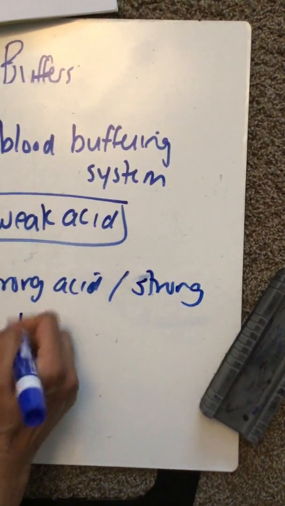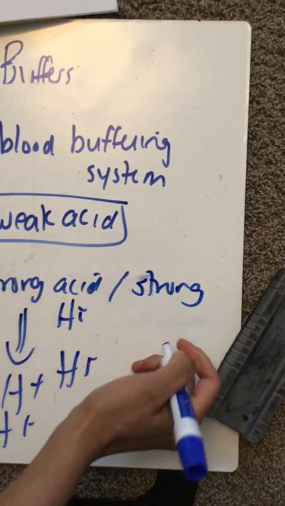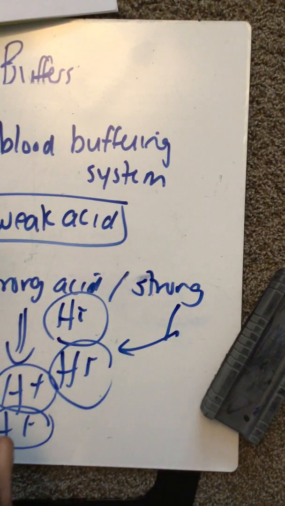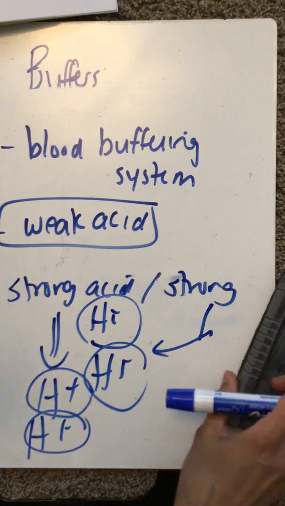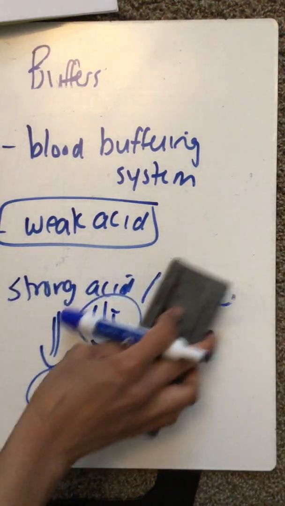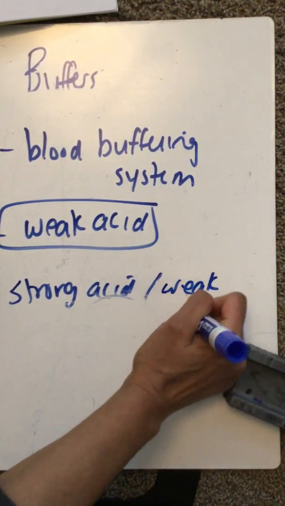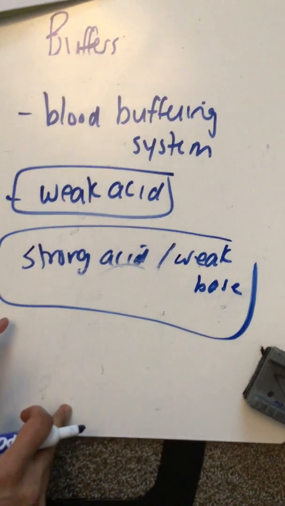The strong acid is going to have all this H positive coming off of it, and the strong base is going to grab all these H positives super quick, and you're going to get a really strong reaction. So whenever you spill a strong acid, you actually want to neutralize it with a weak base. Now, why is that?